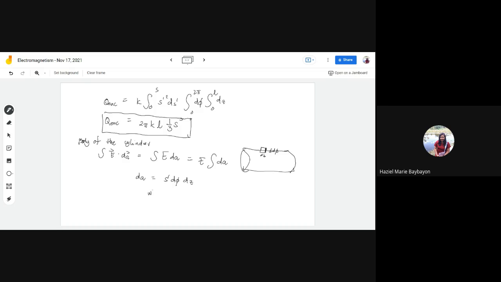Where our S is constant. So S prime is equal to S on the Gaussian surface. Okay? So it is constant on the surface. All right. So we have here E integral of S. I substitute S prime with S, and then I can actually take this out of the integral.